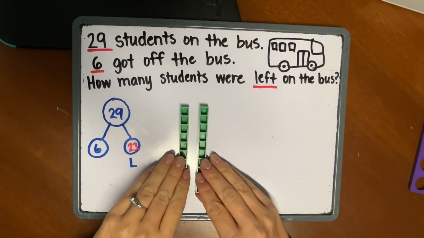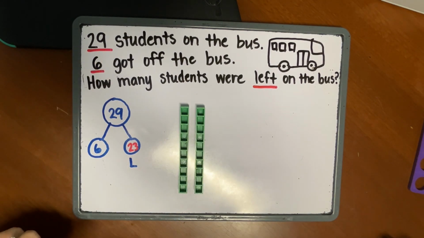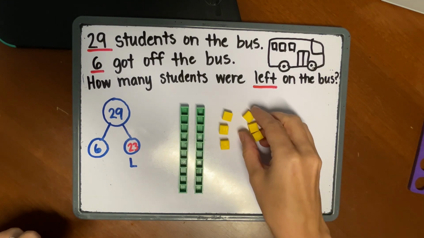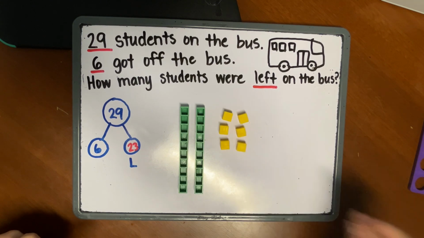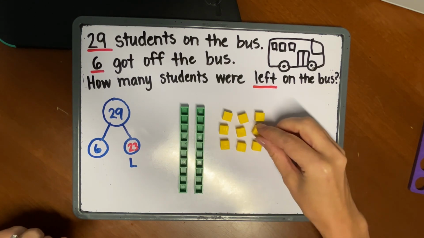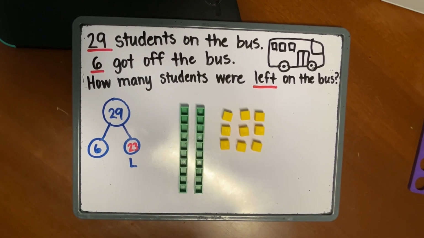Okay, let's talk about it. I know that there were 29 students to start with, so I'm going to get my 29 and I want to organize it in a nice way to be able to see it really easy. So I'm going to organize my 1s so it's so easy to read.